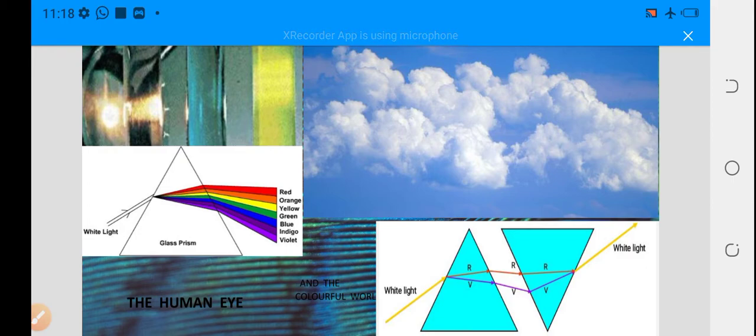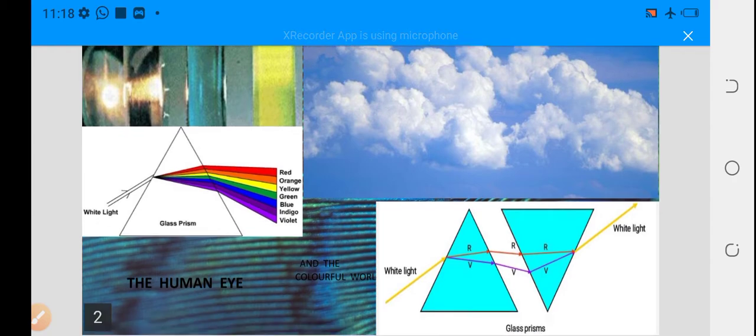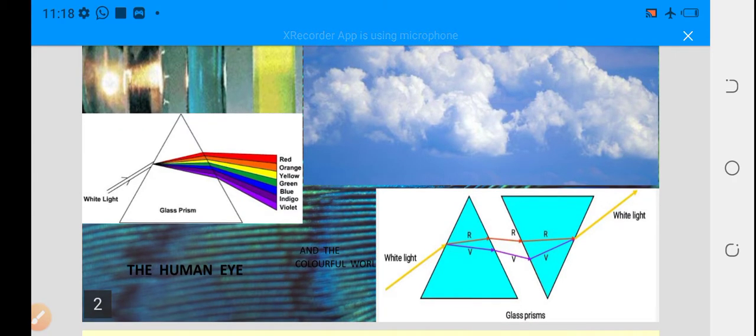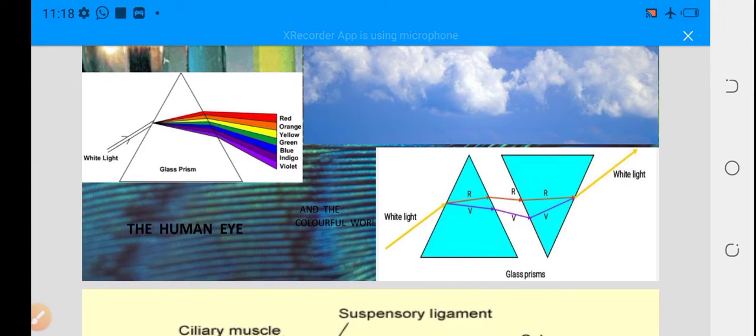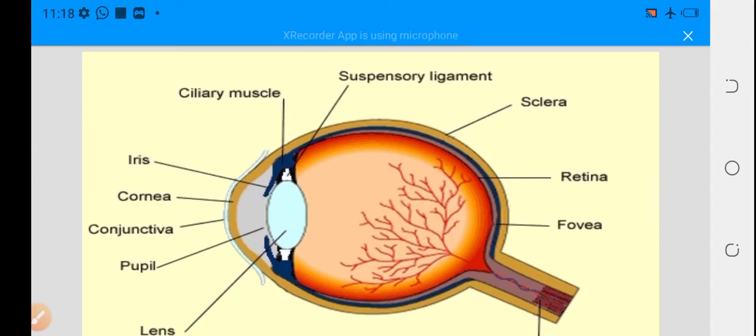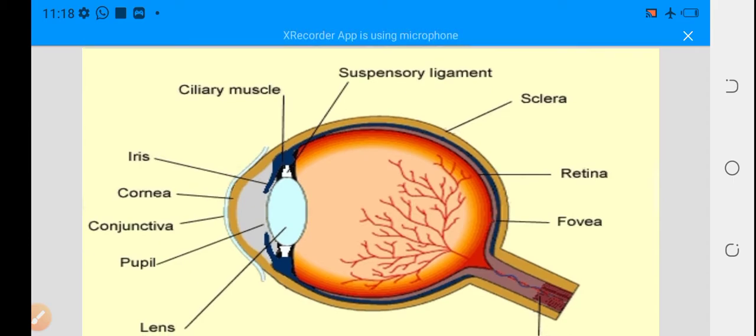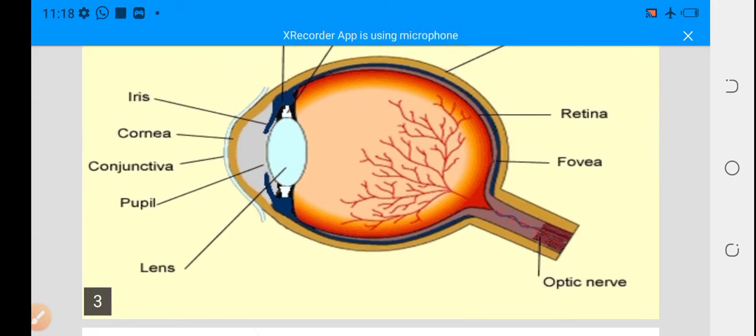As we know, the human eye is one of the most important sense organs. It enables us to see the objects and colors around us. This is the schematic diagram of the human eye. As part of our chapter, we need to discuss mainly the iris, cornea, pupil, lens, retina, and optic nerve.